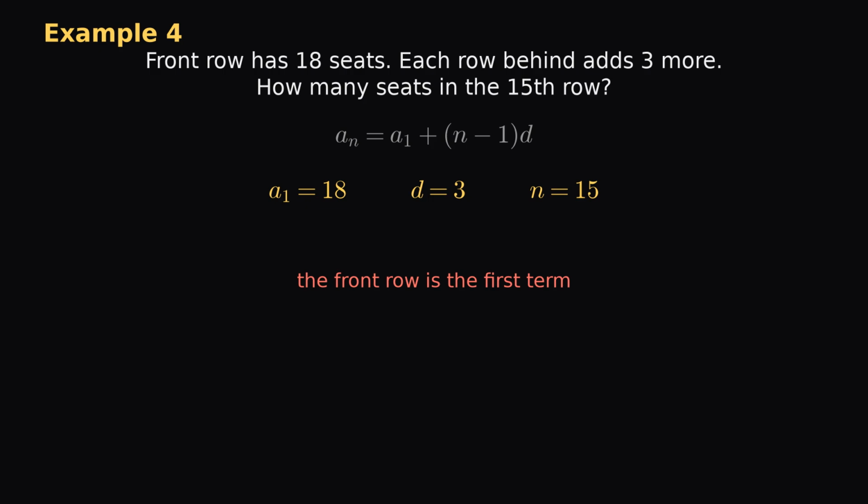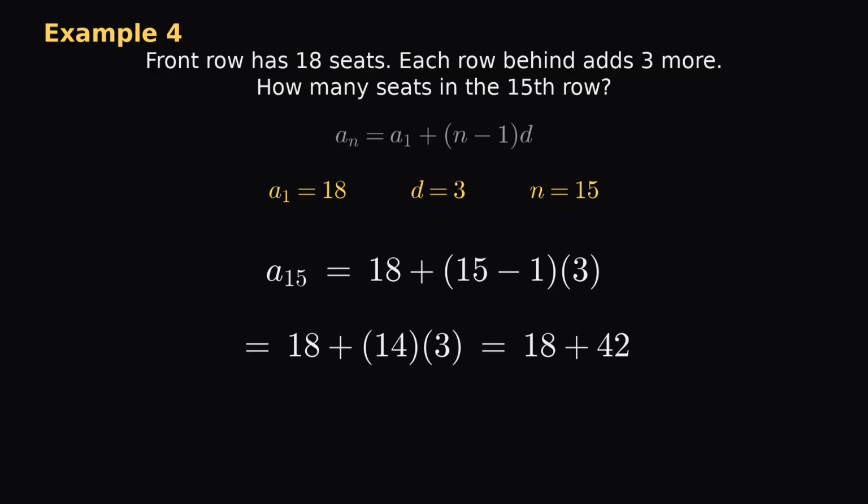18 plus (15 minus 1) times 3. 15 minus 1 is 14. 14 times 3 is 42. 18 plus 42 is 60. So there are 60 seats in the 15th row.